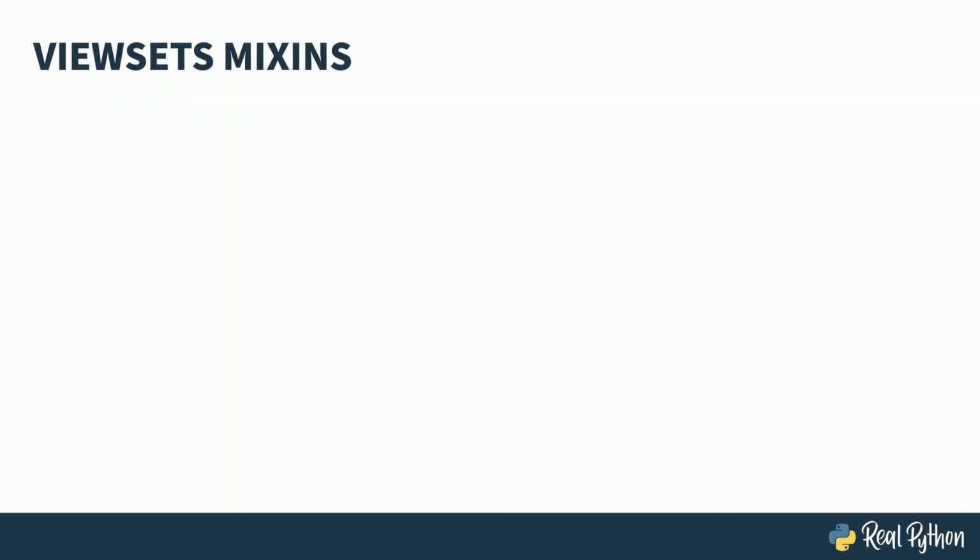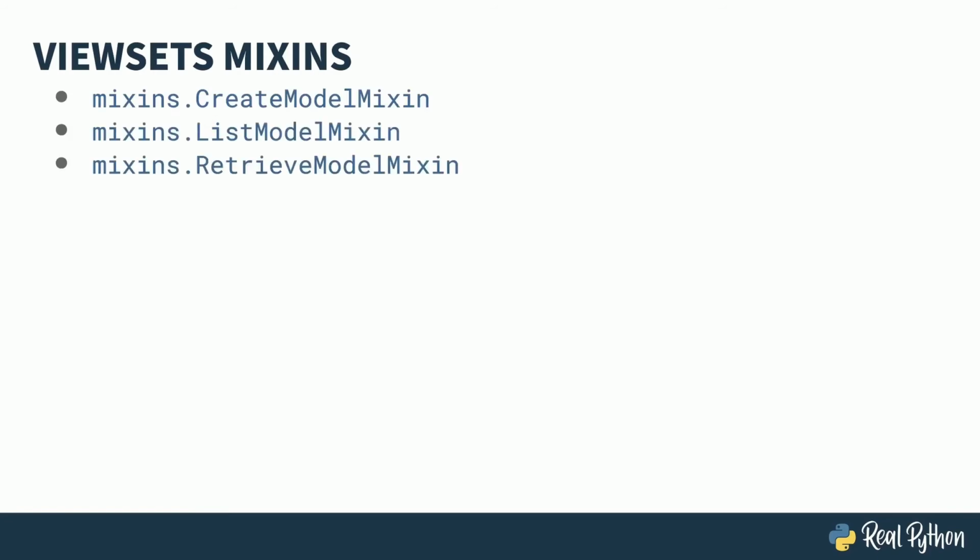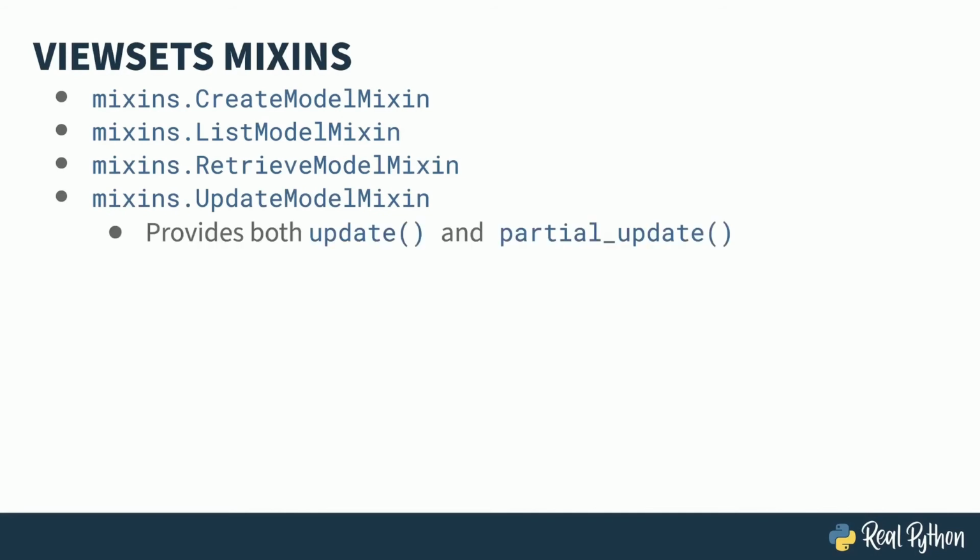Each of these methods is declared inside of a mixin. It's done this way so you can mix and match the mixins and create a viewSet with only those methods that you wish to support. The mixins are create, list, retrieve, update, which provides both update and partial update methods, and destroy. Essentially, there's a mixin for each one of those methods I just showed you in the base class.